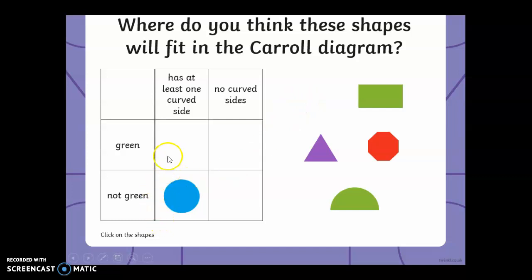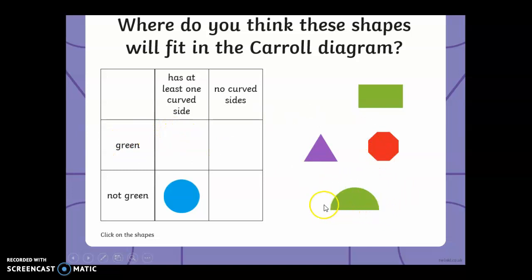What about, I want to look for a shape that fits here. I want something that is green. So any of these shapes would do, right? Anything that is green and has at least one curved side. It can have more, but at least it has to have one. Does this shape have at least one curved side? No, all four sides it has, they are all straight. So no, it's not good for this area.